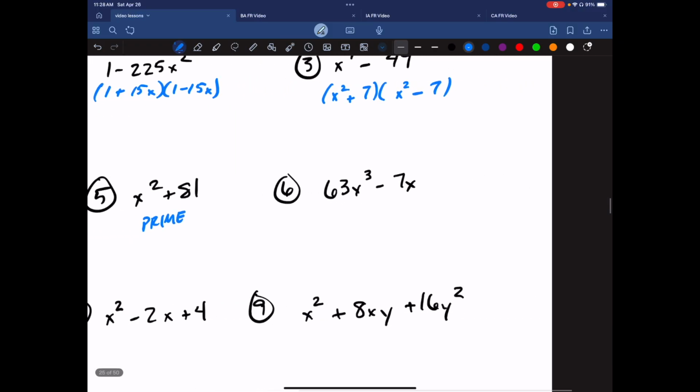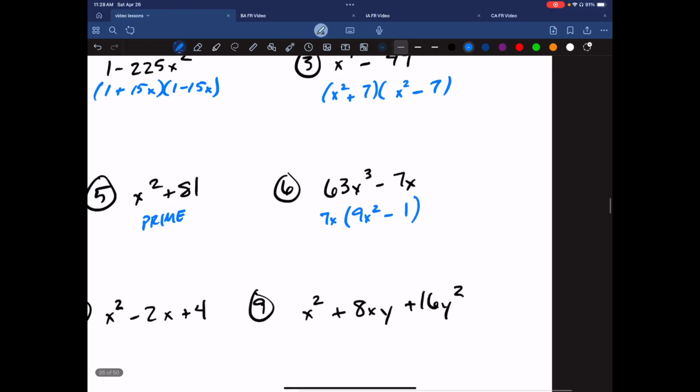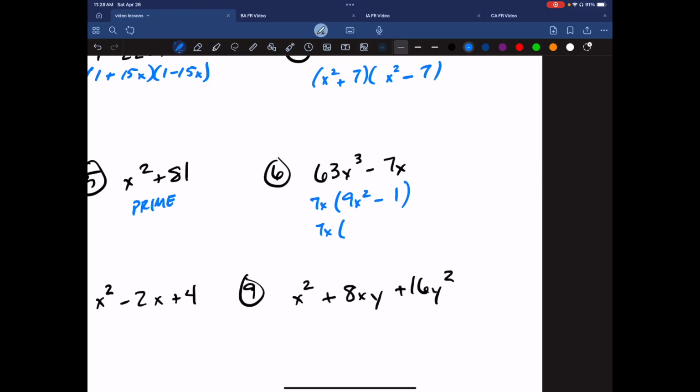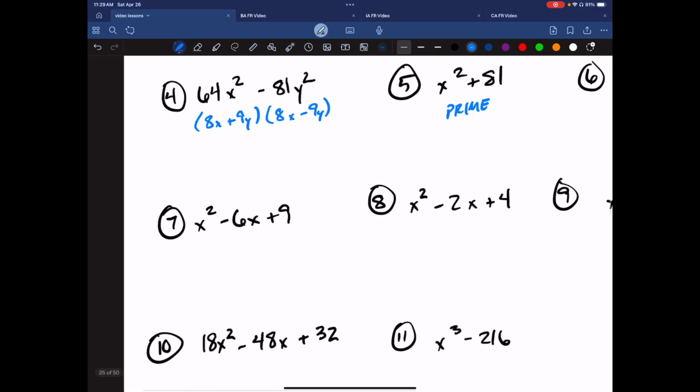On 6, as I said before, sometimes you're going to have to take a GCF out first before what you're looking for actually shows up. So 7 goes into 63, and both terms have an x, so I'm going to pull out 7x. That leaves me with 9x squared minus 1, because remember, when your GCF is one of your terms, you replace it with 1. Now inside the parentheses is a difference of two squares. So it's 7x times (3x plus 1)(3x minus 1). Again, difference of two squares. The square root of 9x squared is 3x, you put it in both, and the square root of 1 is 1, so you put it there.